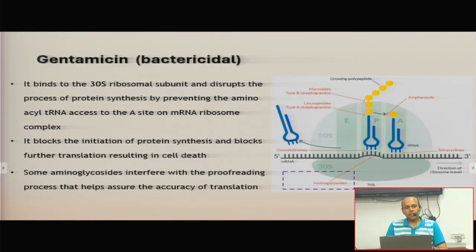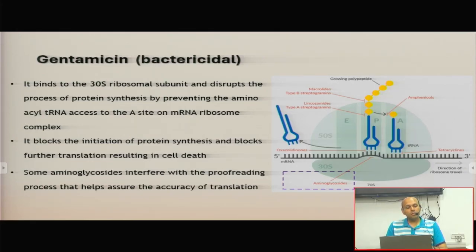So it is bactericidal. It binds to the 30S ribosomal subunit and disrupts the process of protein synthesis by preventing the amino acid tRNA access to the A site on the mRNA ribosome complex. It also leads to distortion of the 30S subunit. So when the 30S subunit is distorted, the initiation of protein synthesis that is supposed to happen will not happen, because the codons can't align to the tRNA.